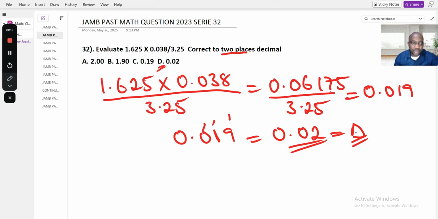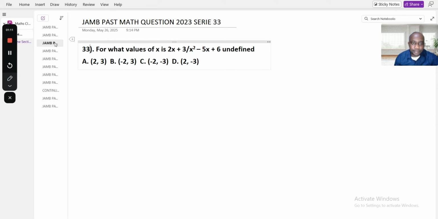Let's move to the next question. For what value of x is 2x plus 3 over x squared minus 5x plus 6 undefined? Whenever you see a question that says undefined, what you are going to do is only the denominator that you write out and work on it. Only the denominator, the one down.